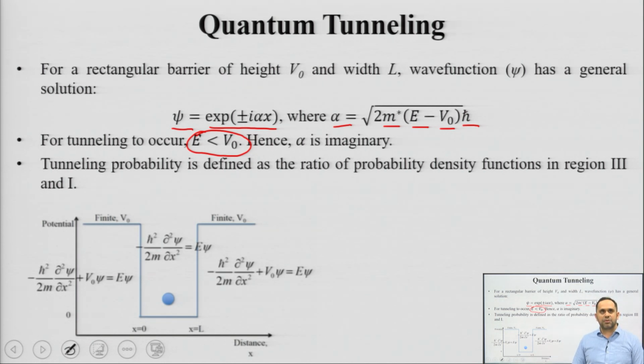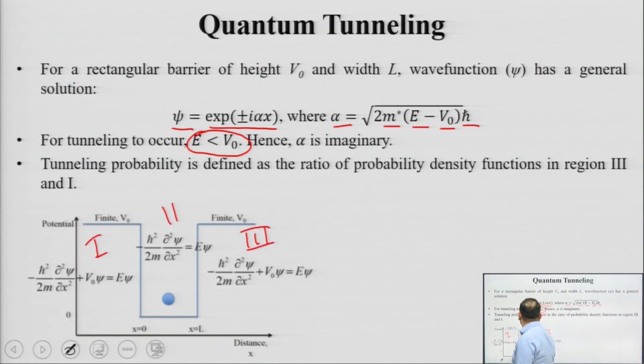So, tunneling probability is also defined as the probability density function, or psi square, in region 3. What is region 3? This is your region 3, this is your region 1 and this is region 2. So, electrons do exist inside this region in a finite potential well. They can exist outside these regions also, even if the total energy is less than the potential barrier height q V naught. This is basically what the phenomenon of quantum tunneling is all about.